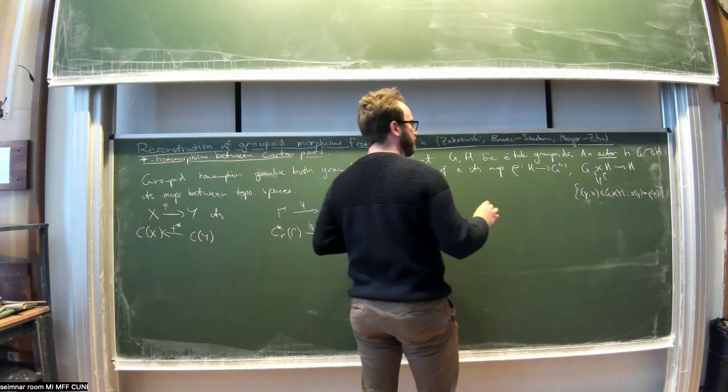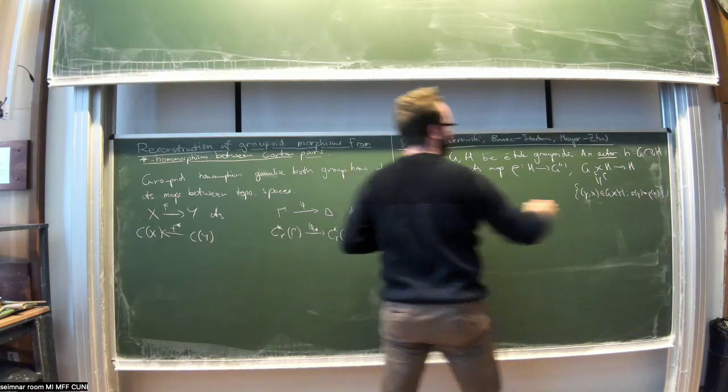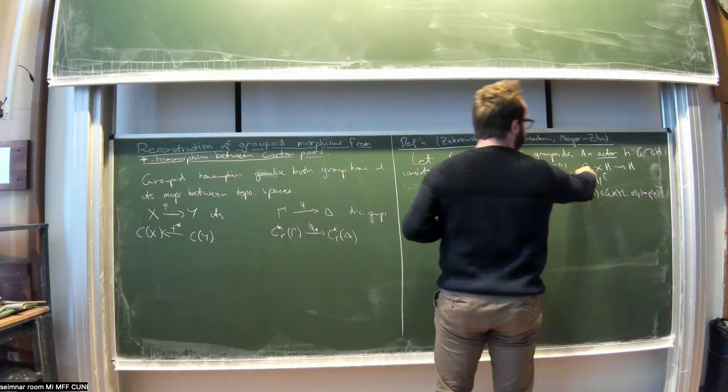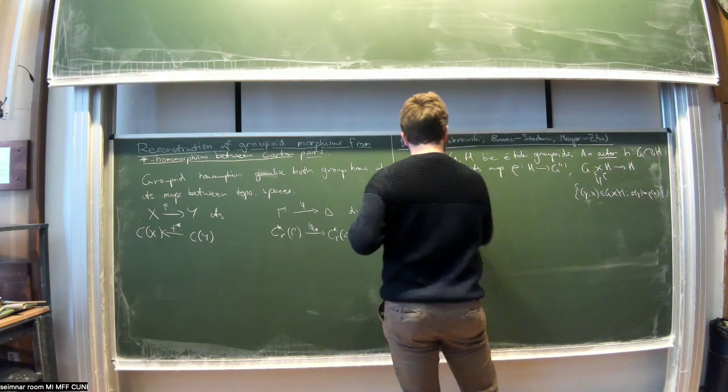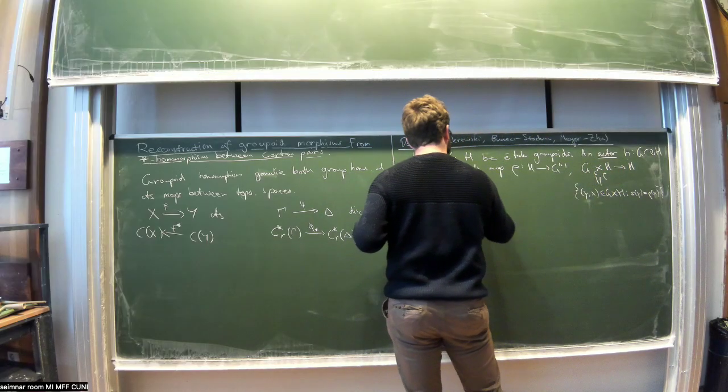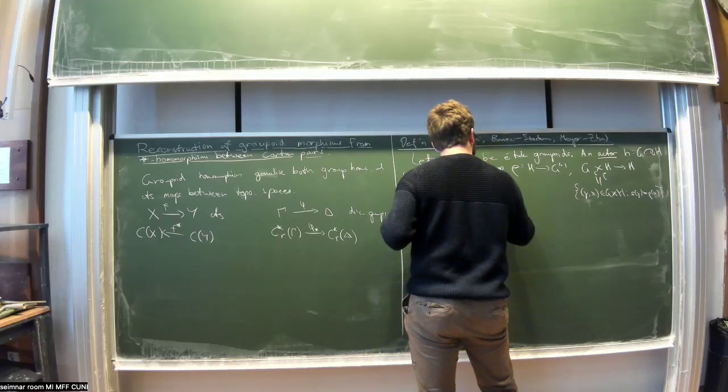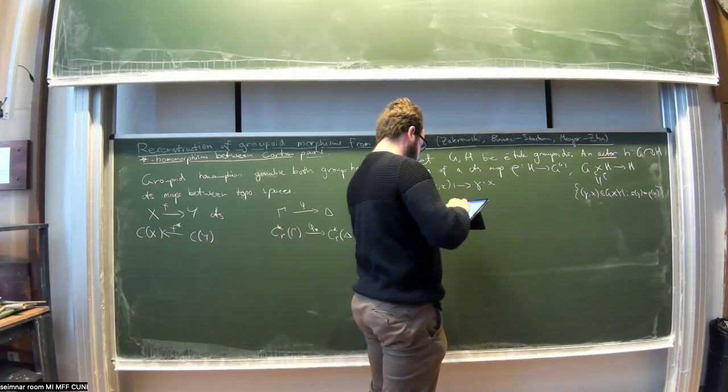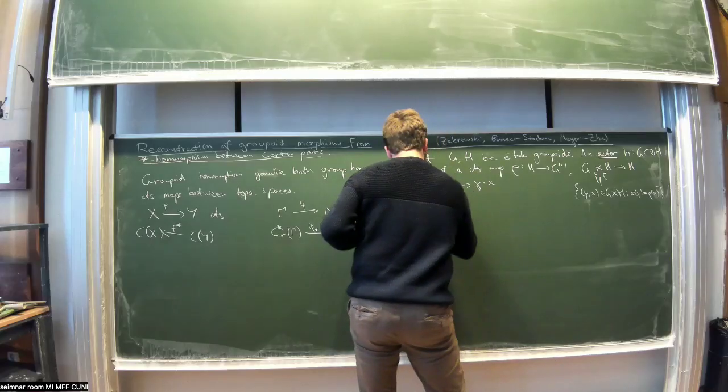And then, well, how should this map look? I haven't given it a name, but I'll write gamma x pair gets mapped to gamma times x. And it should satisfy some conditions.